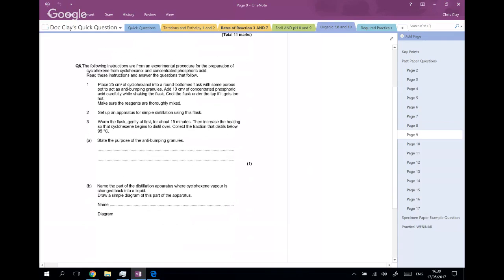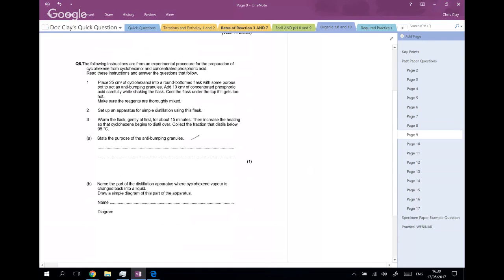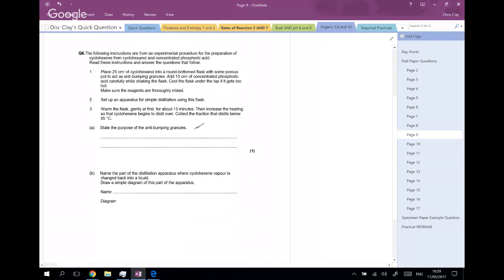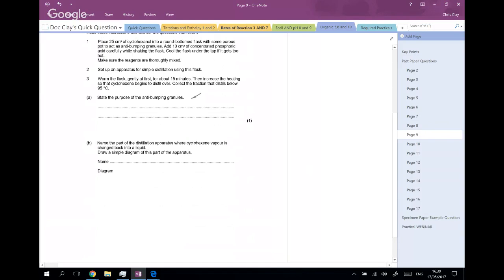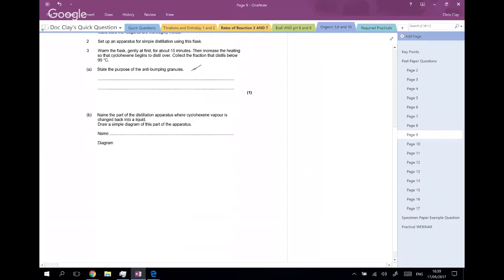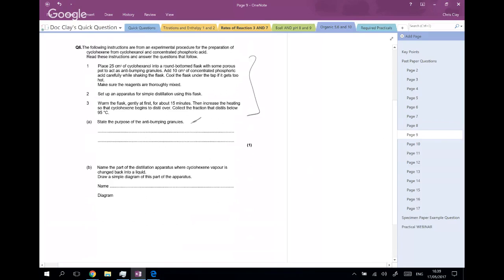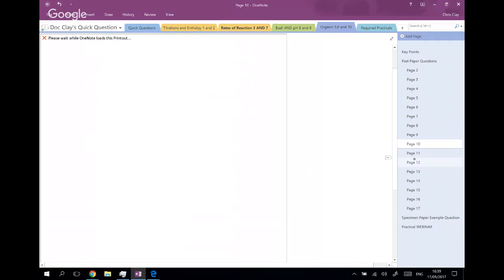Here, again, purpose of anti-bumping granules, a drawing of distillation apparatus, being able to look at some sort of information as well about the process. We'll have a look and see if there's one more to do.